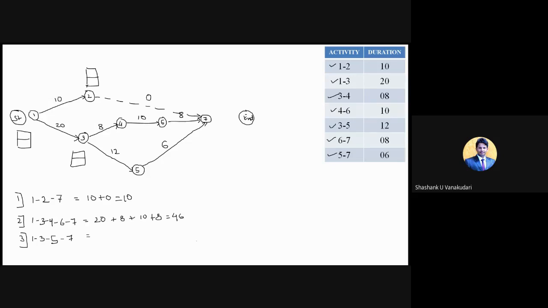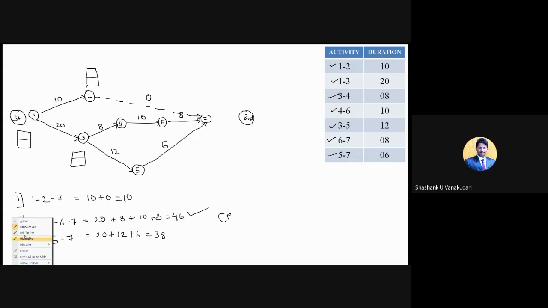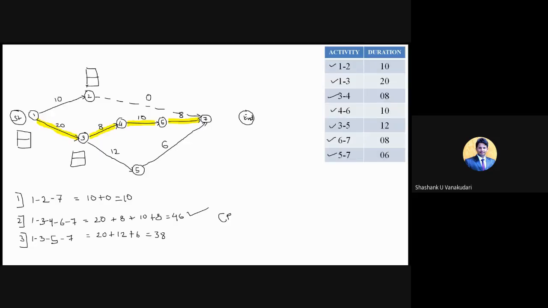And third one, okay, it is 20 plus 12 plus 6. 38. Very good, 38. So in this, we need to select the maximum one, that is 46, that is your critical path. So I'm just highlighting this particular path, that is 1 to 3, 3 to 4, 4 to 6, and then 6 to 7. Okay, so this is our critical path. Even in the exam you need to highlight that particular path, so it indicates the critical path.